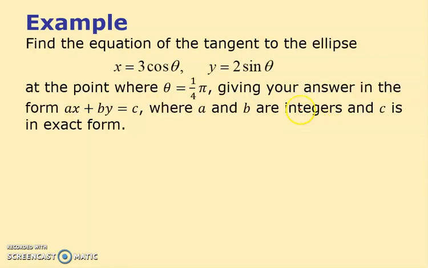So here's another question. Find the equation of the tangent to the ellipse. Now this is harder. It involves a bit more maths. Let's have a go at it. Find the equation of the tangent to the ellipse x is 3 cos theta, y is 2 sin theta at some point. So let's worry about that all in a bit.